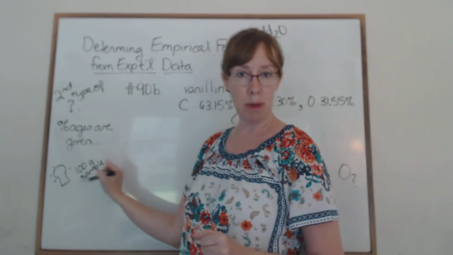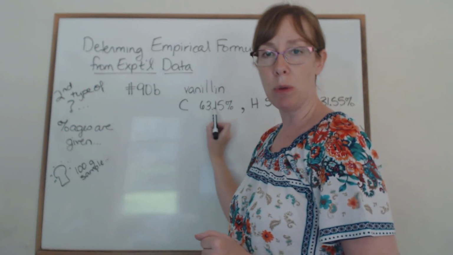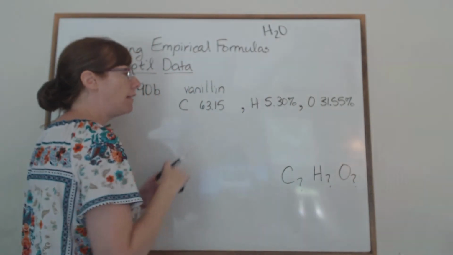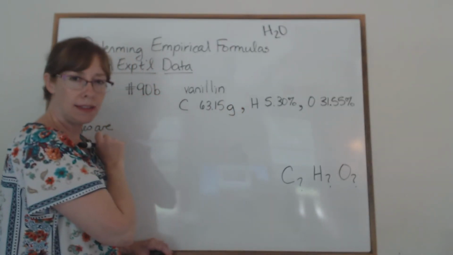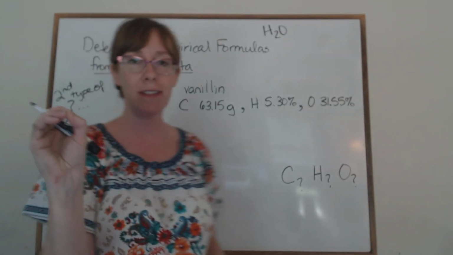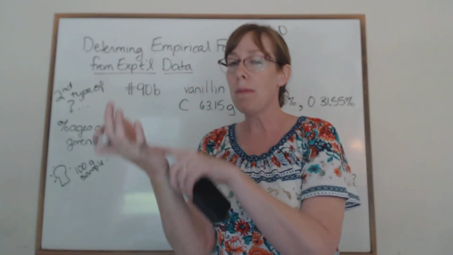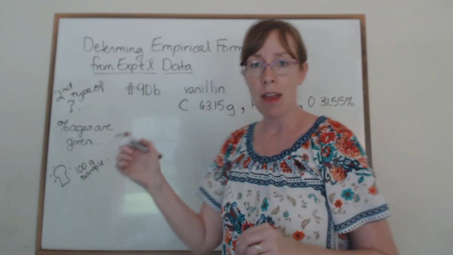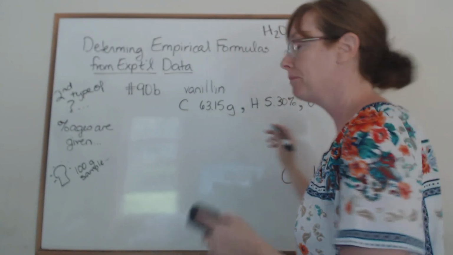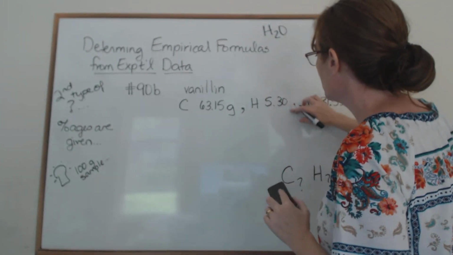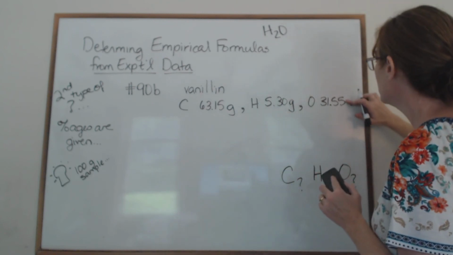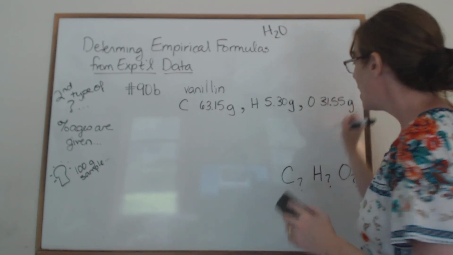If the whole sample weighs 100 grams and 63.15% of it is carbon, then there would be 63.15 grams of carbon in the sample, correct? Because this is an imaginary sample, but it's a good way of making this easier on yourself. Hypothetically think of a 100-gram sample and then just divvy them up correctly. So 63.15 grams would be carbon, 5.30 grams would be hydrogen, and oxygen would be 31.55 grams.